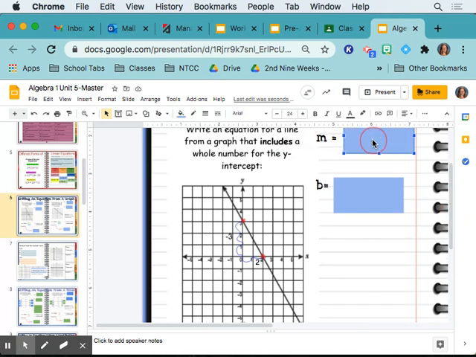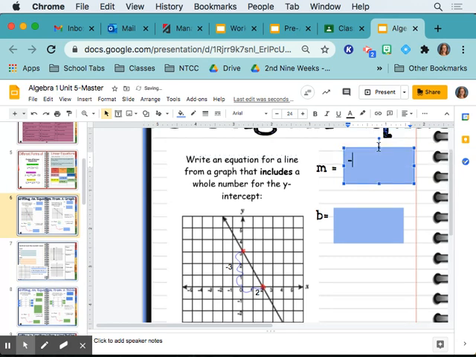Okay, so our slope, M, in this blue box up here, it'd be -3 over 2. We could write it like that. That's an easy way to just write your fraction. Just slash. -3 slash 2.